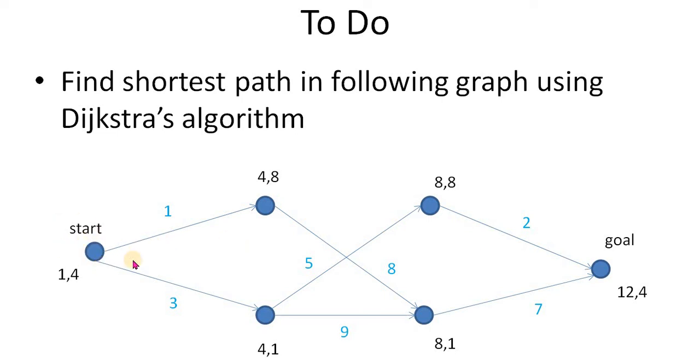So first you have to define your nodes, their XY coordinates, and then you have to define the adjacency, the connections or the edges. And then in the cost matrix, you have to define the cost between different edges. And then using Dijkstra's algorithm, you have to plot the shortest path between the start and the goal position. So this is your task you have to complete.